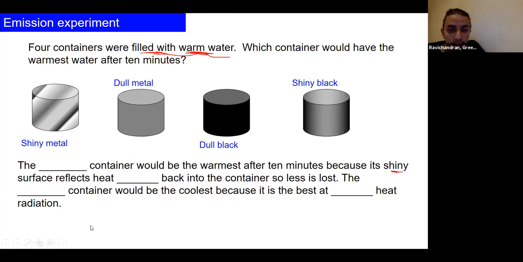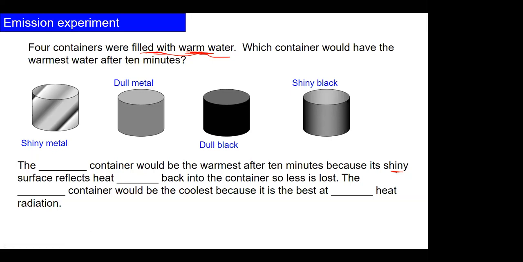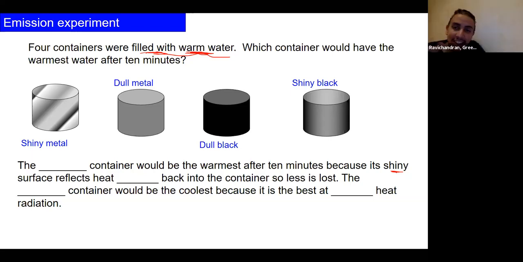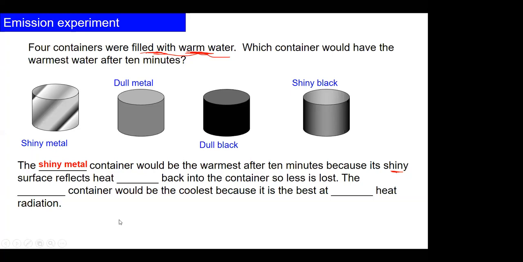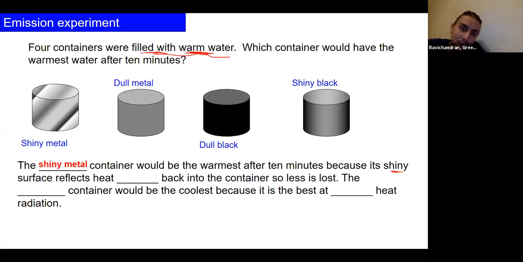The other one, the coolest: dull black, because the dull black body has more heat absorption and emission. A black body absorbs everything and also emits everything. One of the conditions of a black body is that it emits everything but also absorbs everything at the same time. Shiny metal reflects heat radiation back to the container, so less is lost. The dull black container would be the coolest because it emits heat radiation.